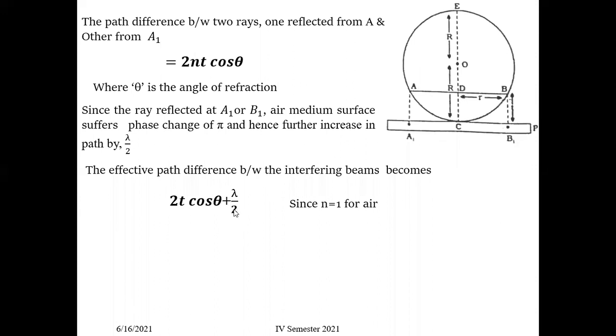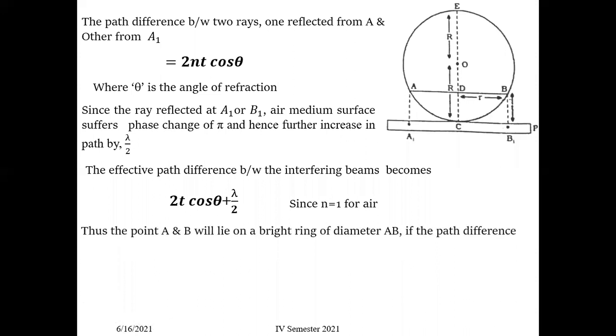Suppose point A and point B are points on the bright fringe, the bright ring. Then AB is taken as the diameter of the bright fringe. Okay, then what is the condition for getting a bright fringe? The path difference should be equal to an integral multiple of the wavelength.